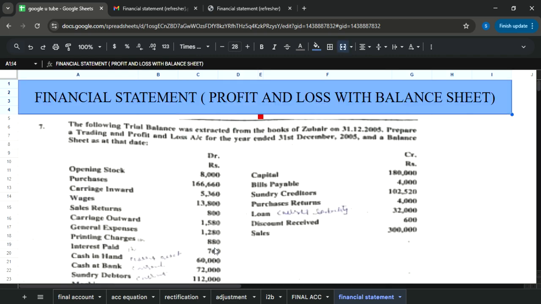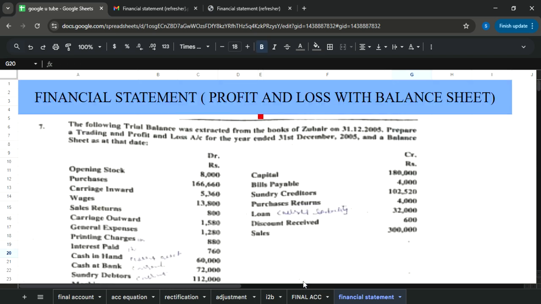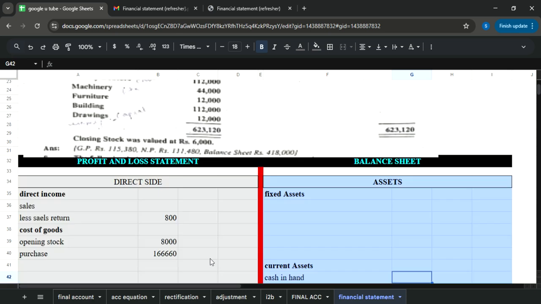Okay, next we have cash in hand. Please notice cash in hand is your current asset. We are changing our position, going to the balance sheet. Cash in hand, let's see how much the amount is, that is 60,000. Put 60,000 in front of it.